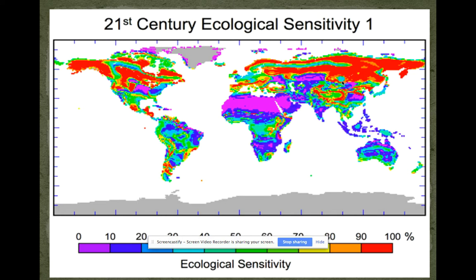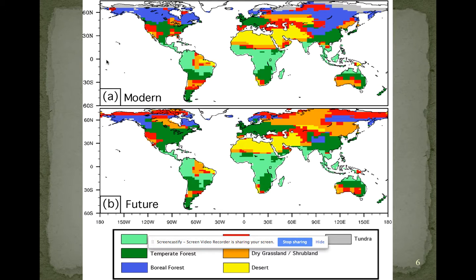Looking at sensitivity, the biomes most sensitive to changes in temperature and rainfall are typically the colder ones. Up here in Russia and Canada, we have a lot of the boreal forests, and those are going to be the places that are most sensitive. So again, the northern areas are going to be the most sensitive.